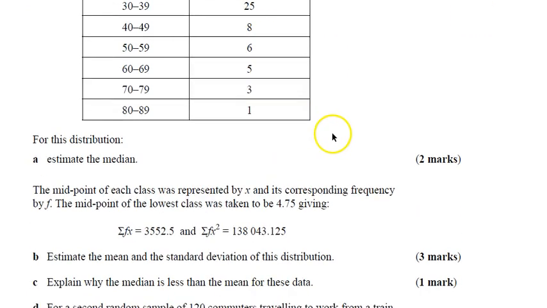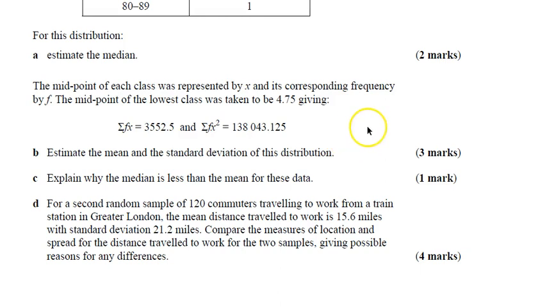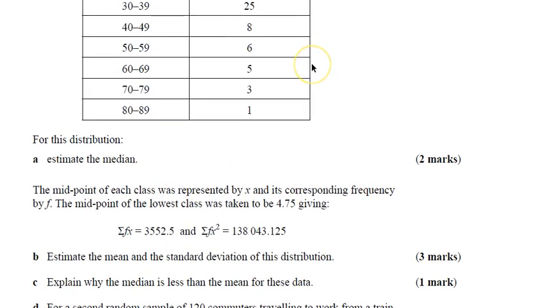Right, now the next part is actually about the standard deviation. It says the midpoint for each class was represented by x and its corresponding frequency by f, and the midpoint of the lowest class was given to be 4.75.